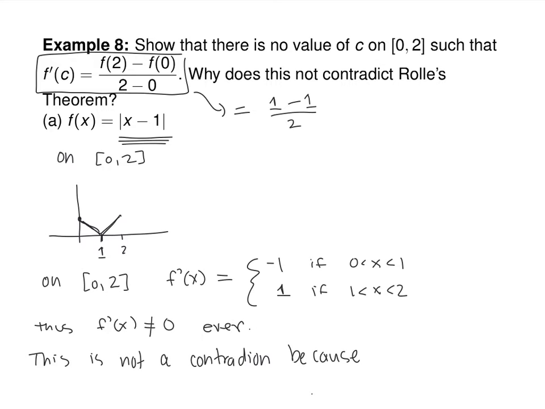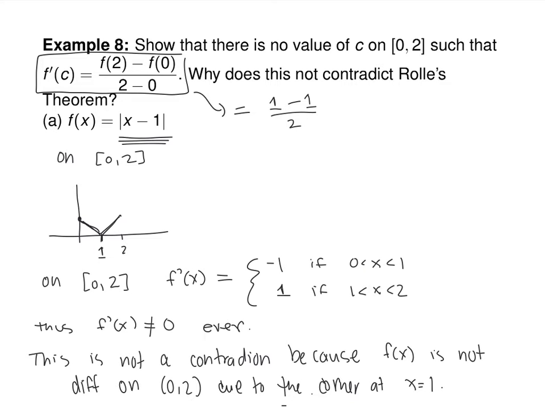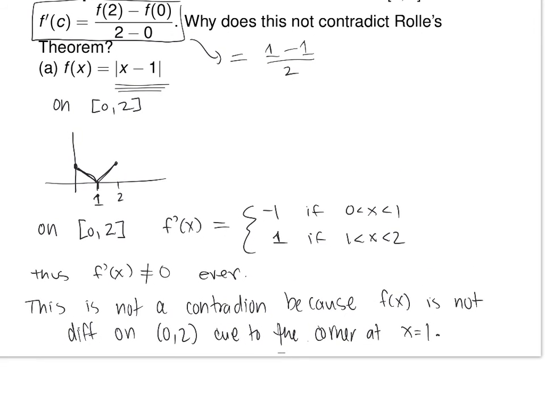Is this differentiable? No. So it's not a contradiction because f of x is not differentiable on the interval from 0 to 2, due to the corner at x equals 1. So it doesn't contradict Rolle's theorem because one of the conditions isn't met: the condition that your function be differentiable everywhere in the interval.